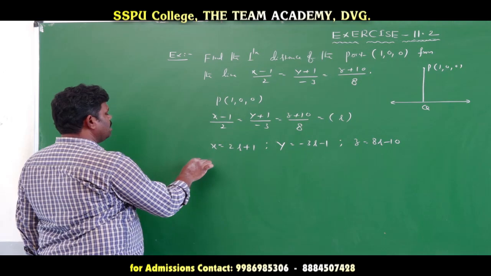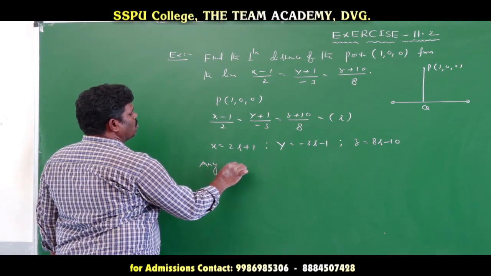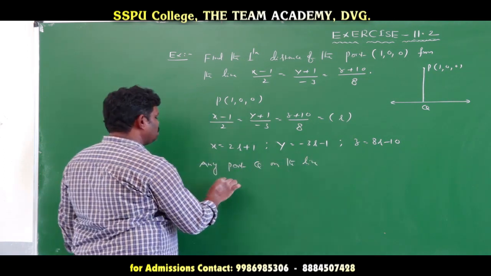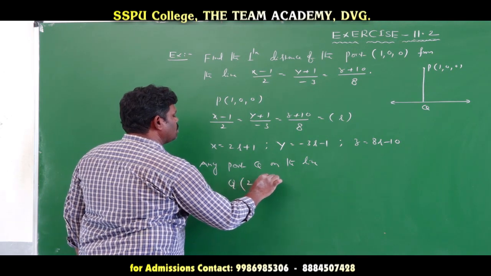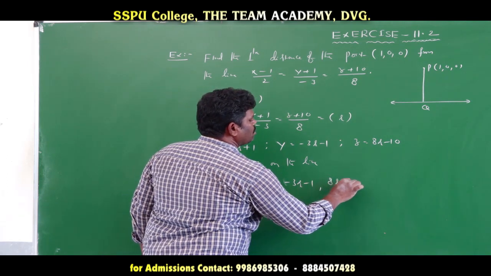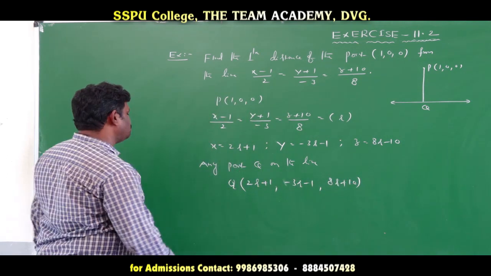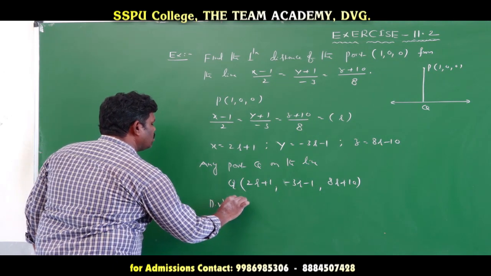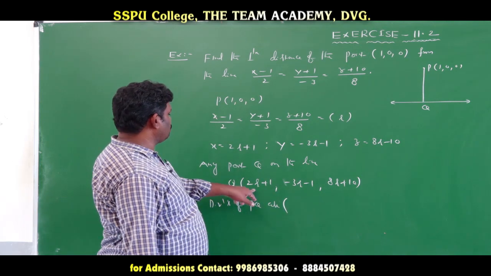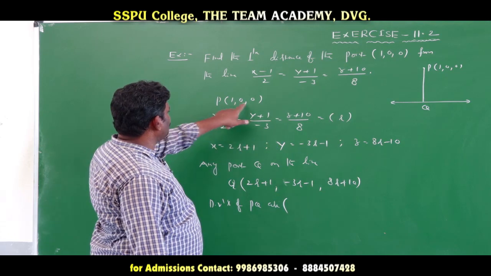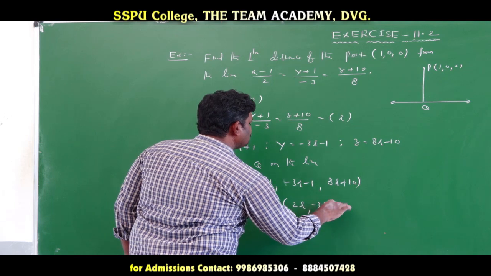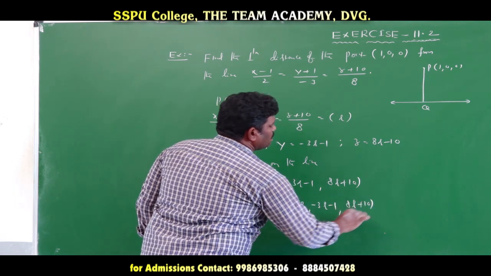Now any point Q on the line, the Q coordinates we consider are (2r plus 1, minus 3r minus 1, 8r minus 10). So now the direction ratios of PQ are 2r plus 1 minus 1, which is 2r, then minus 3r minus 1, and 8r minus 10, since the P point is (1, 0, 0) and the subtracted value is 0.